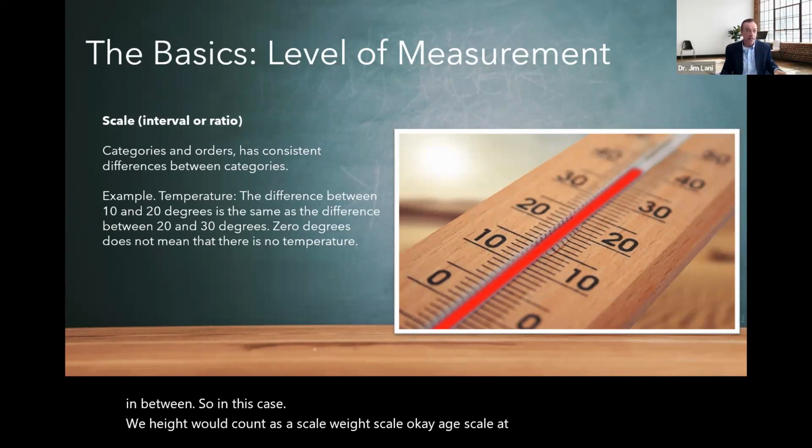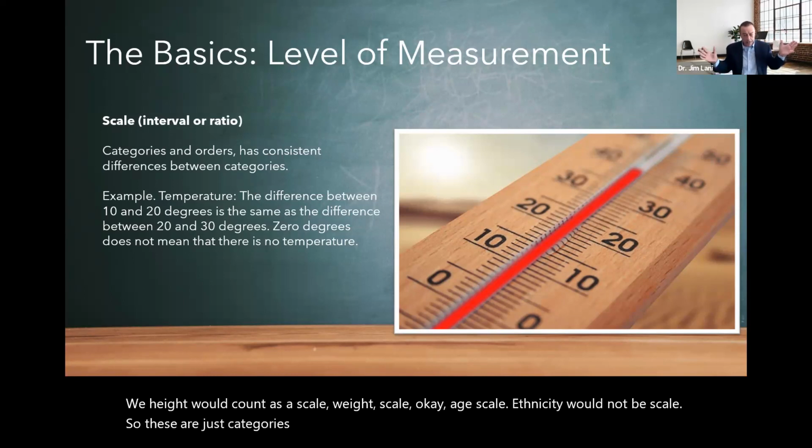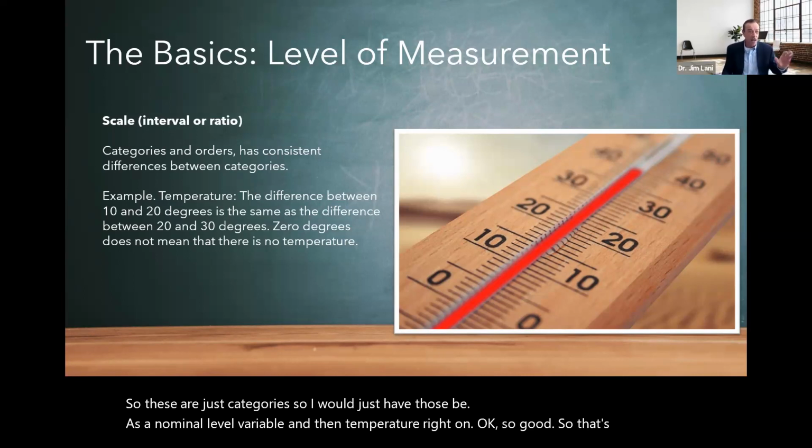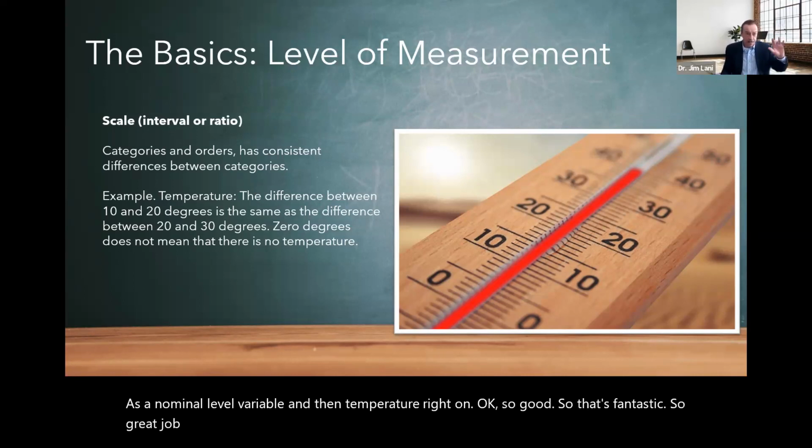ethnicity would not be scale. So these are just categories. So I would just have those be as a nominal level variable. And then temperature, right on. Okay, so good. So that's fantastic. So great job. Most folks got it correct.